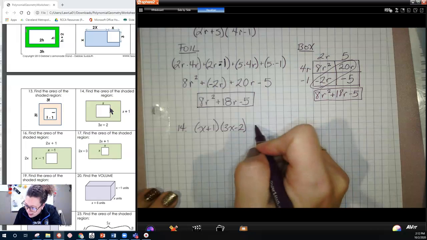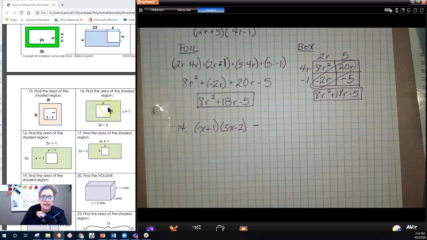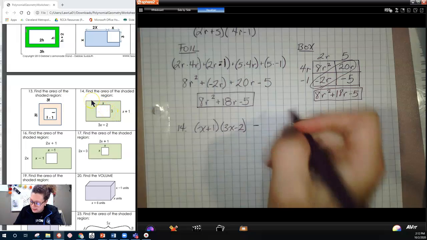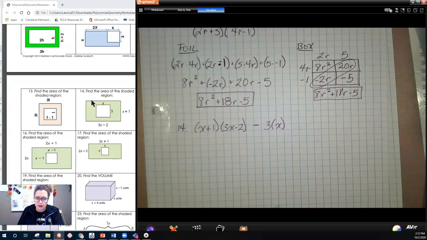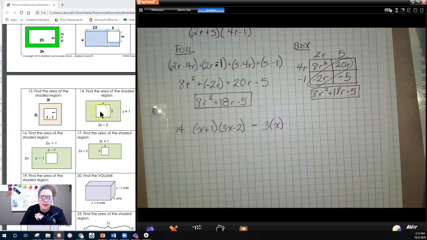And from that, I am going to subtract the area of this inside one, which is super simple. It's just x times 3, or 3 times x. So I mean, that's all it's going to be. Now, not a lot of math that's got to go on there. So where the most of our math is coming into play is this bigger one. I'm kind of wishing now I did number 16, but that's okay.